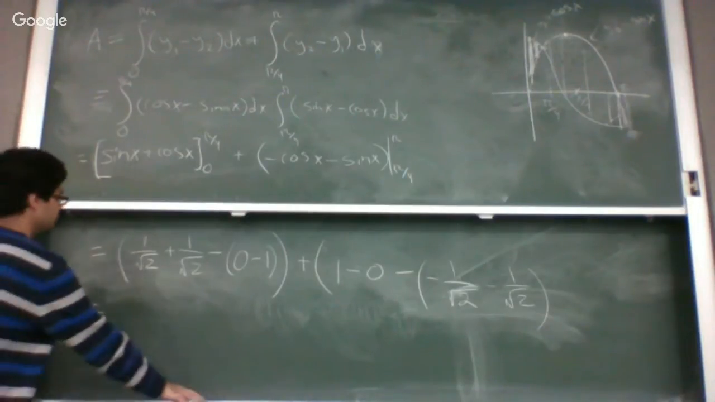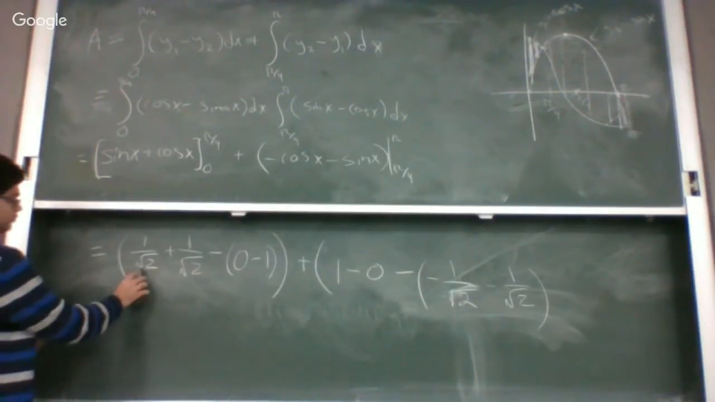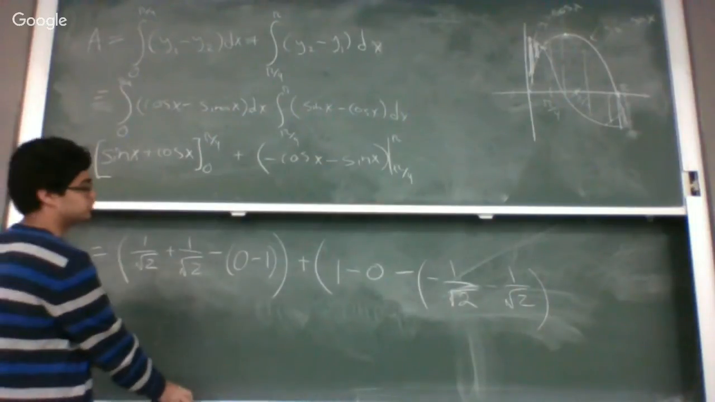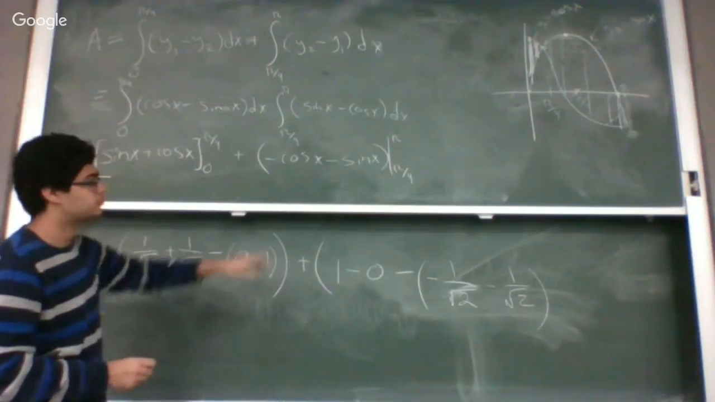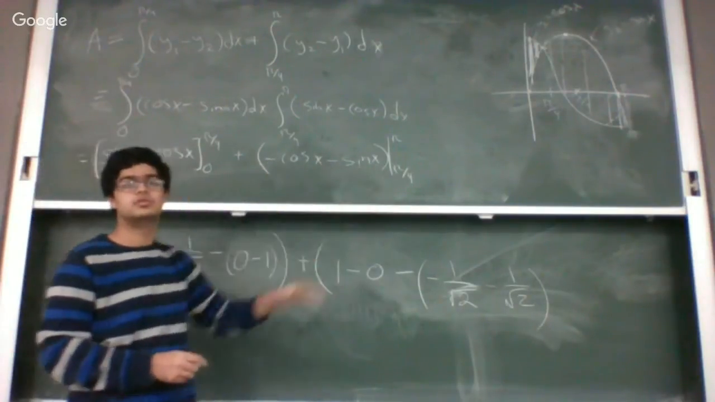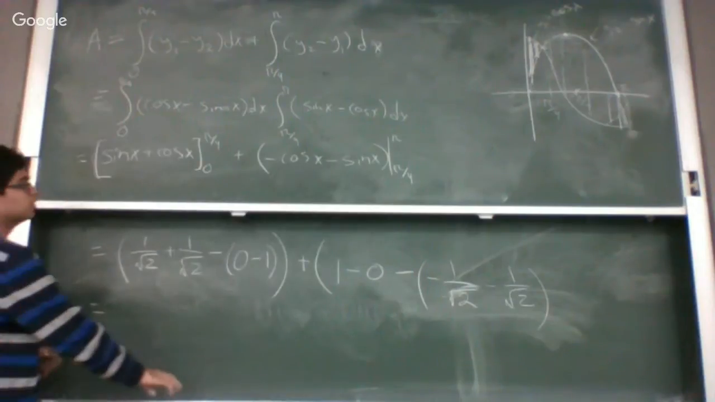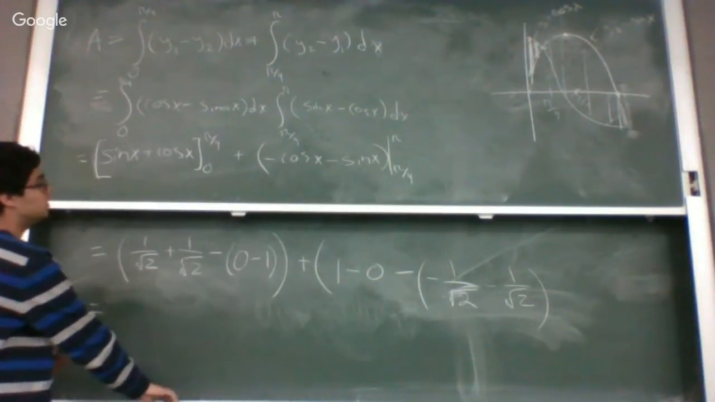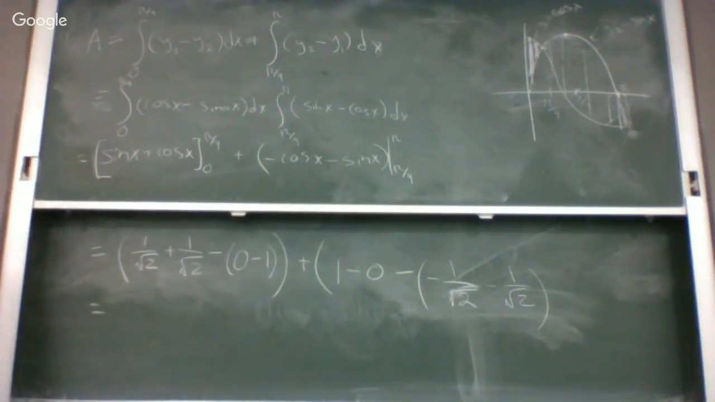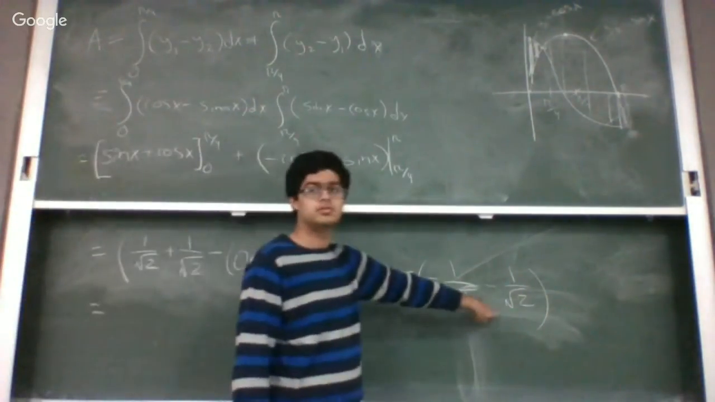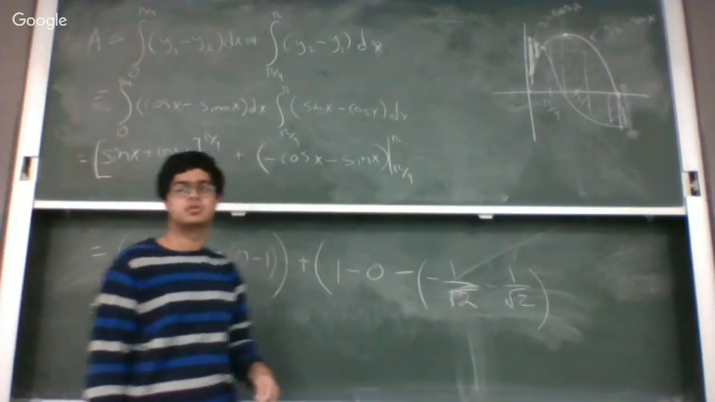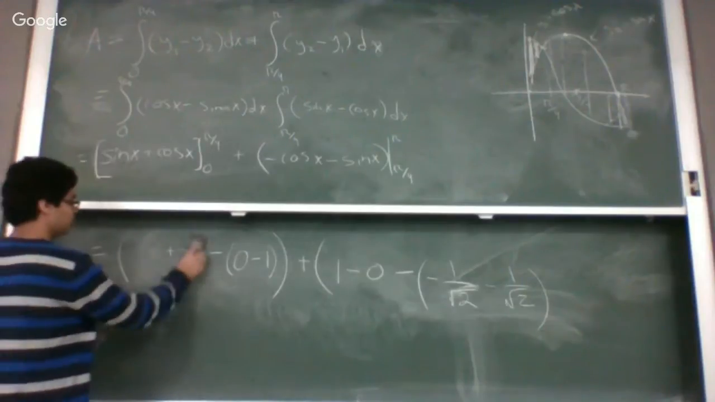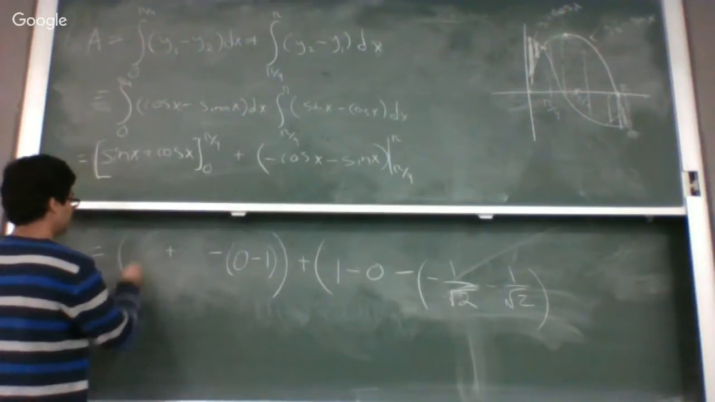Actually, let's do sine of x and cosine. Did I? Yeah, I did that right. Cosine of pi over 4 and sine of pi over 4. Actually, let's put on the other one. It becomes a bit easier.